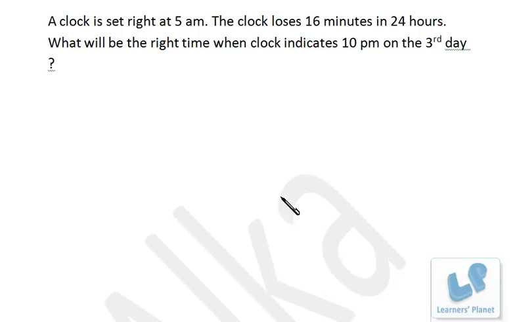Now friends, let's try this problem. A clock is set right at 5 a.m. The clock loses 16 minutes in 24 hours. What will be the right time when the clock indicates 10 p.m. on the third day? See, after 1 day, 2 days and 3 days, right? And 5 a.m., 24 hours, 24 hours and 24 hours. After 72 hours, 10 p.m., that is from 5 a.m. to 10 p.m., that's 17 hours.